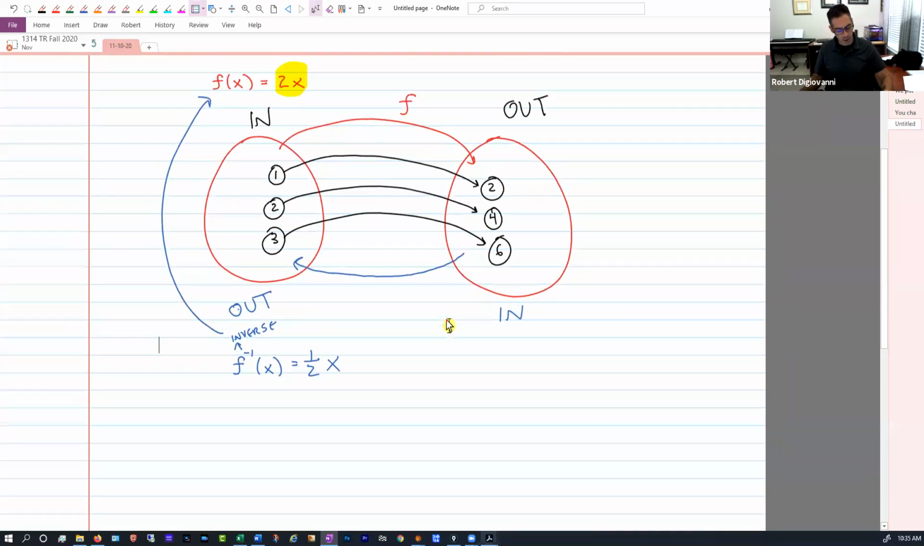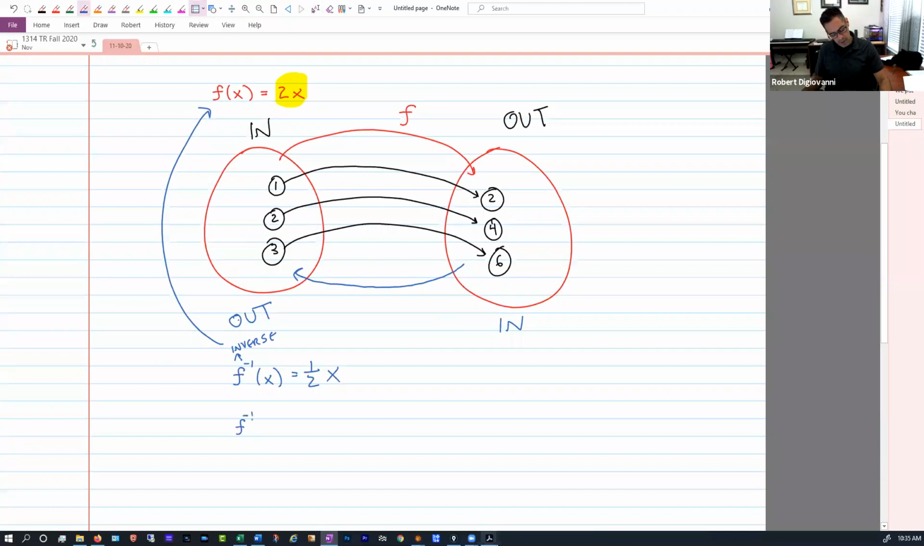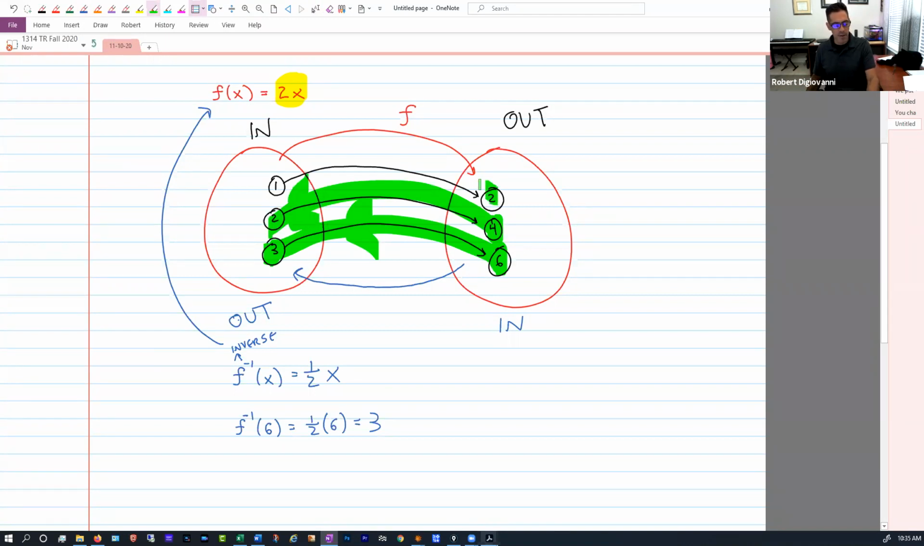And if you don't believe it works, try it. If you were to plug in 6 to this, 1/2 of 6 would be 3, right? So that shows that that 6 would go back to 3. And you can do it for all those numbers. 4, take half of 4, you go back to 2. Take 2, take half of that, you go back to 1. Does that make sense? The idea of an inverse, all it does is undo some other function. Yes?